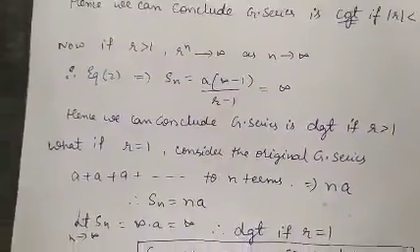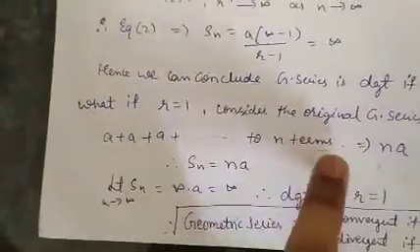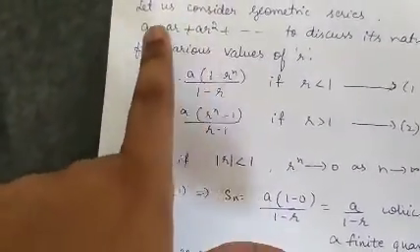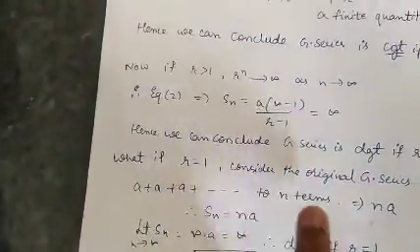Now we will see what happens if r equals 1. Consider the original geometric series, because the common ratio is 1. So it is nothing but a plus a into 1 plus a into 1 square, which is nothing but a plus a plus a up to n terms.